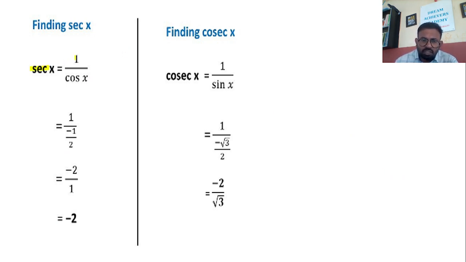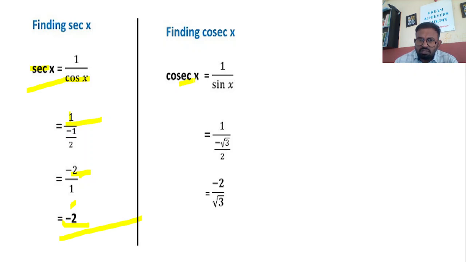Next, remaining two trigonometric functions, secant x. Secant x reciprocal is 1 by cos x. So they have given cos x value minus 1 by 2. So I can write 1 by minus 1 by 2. So I can take reciprocal of this. So it will become 1 into minus 2 by 1. So it will become minus 2 by 1. That is nothing but secant x is minus 2.